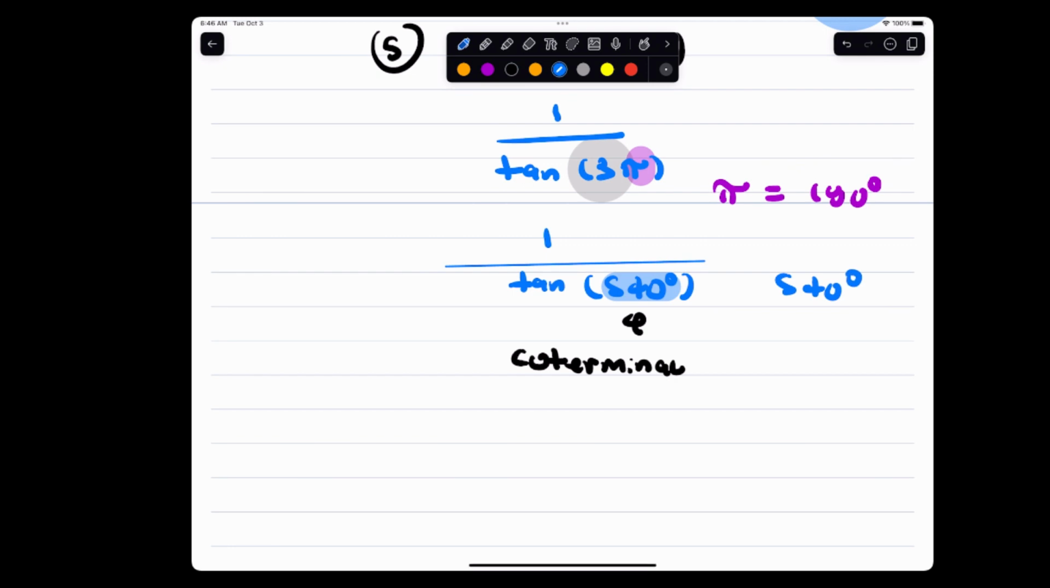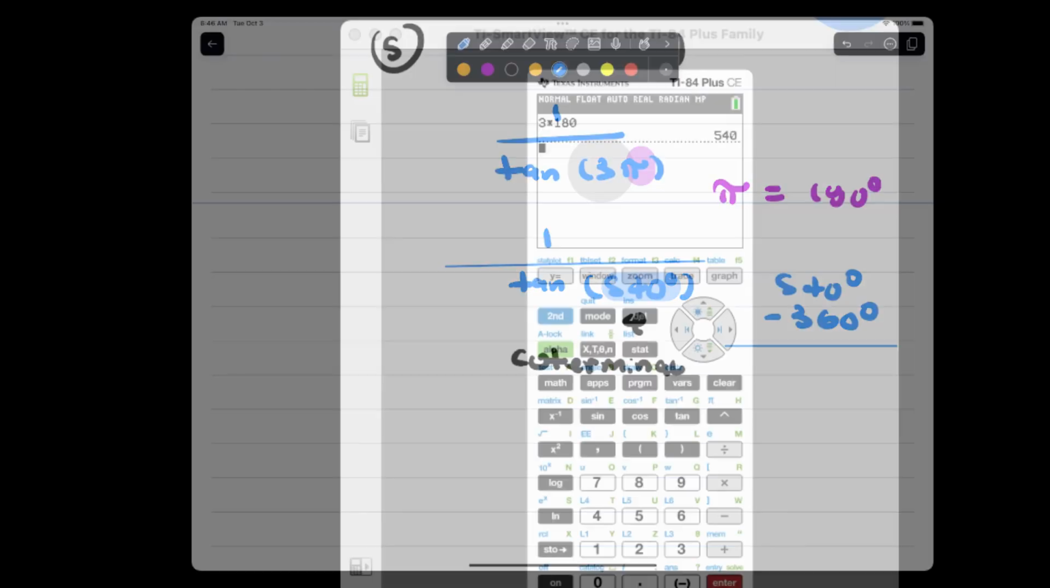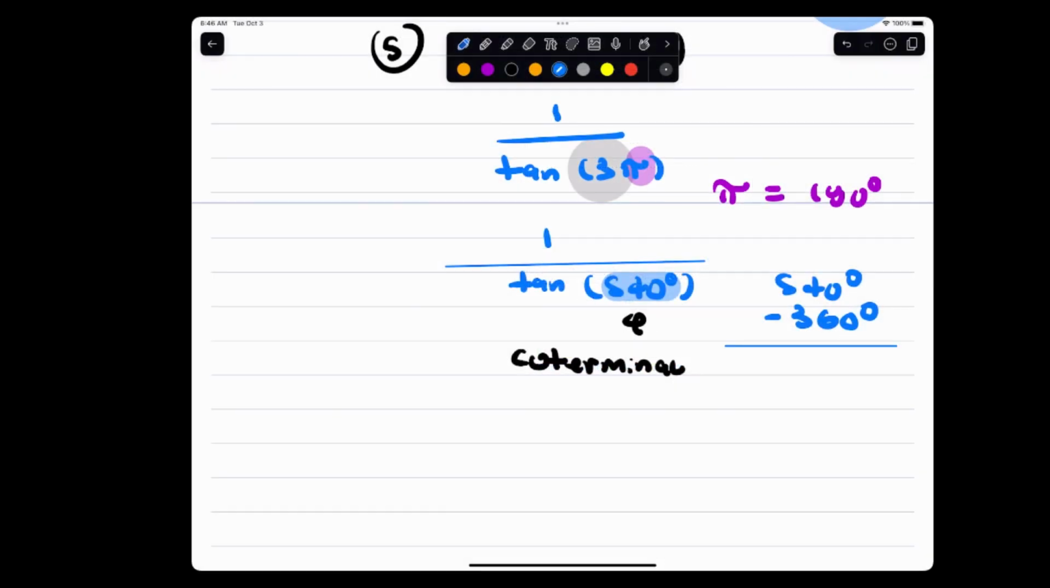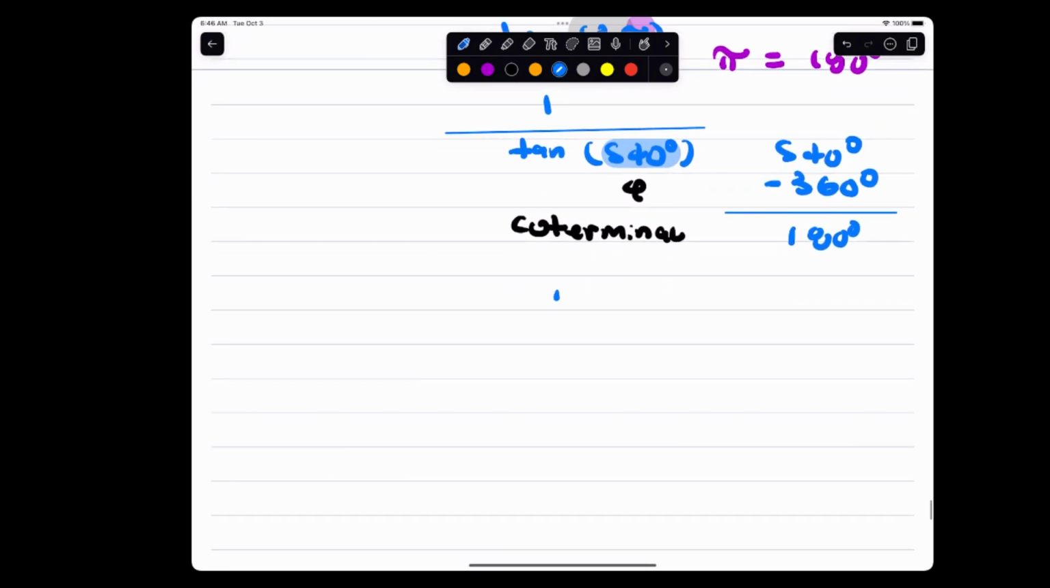So we take 540 degrees, and we subtract what? 360. What did that give you? Anybody know? What's 540 minus 360? Okay. 540 minus your 360 degrees. What do you got? 180 degrees. Now, let's remind you guys: 1 over tangent of 180 degrees. Okay.